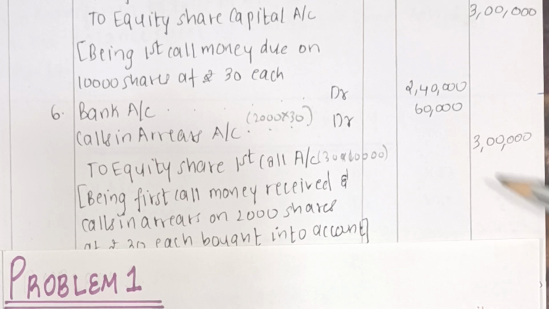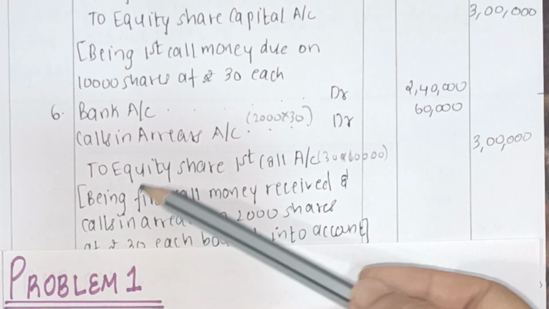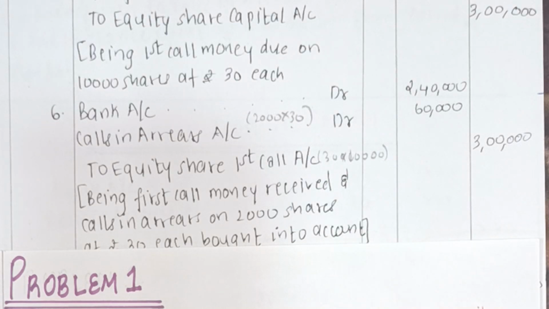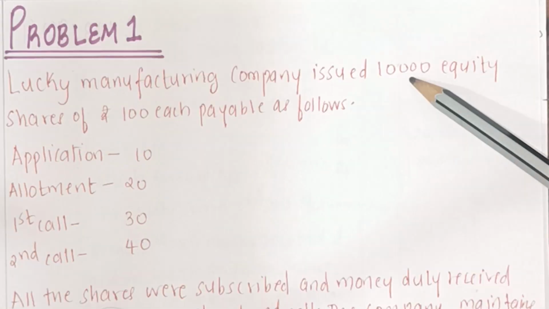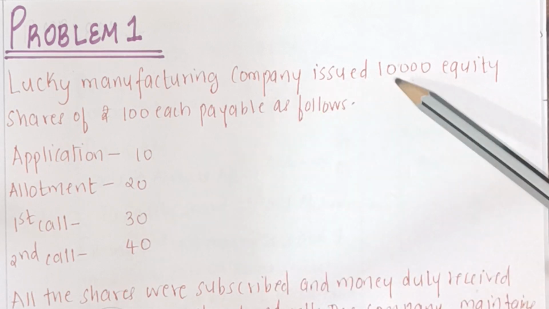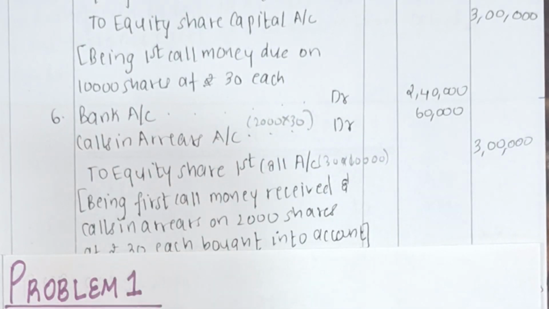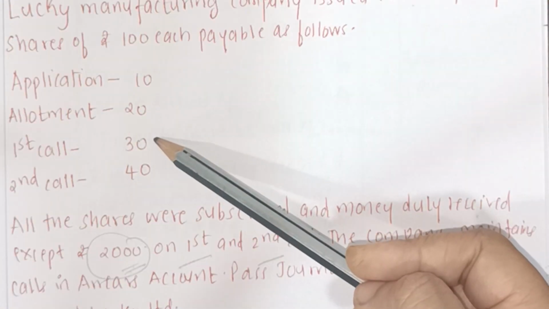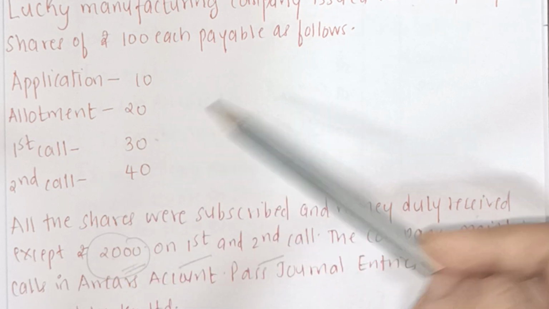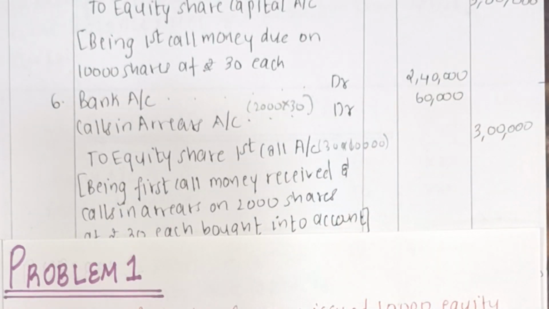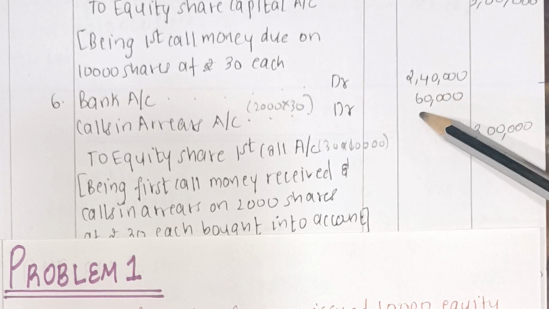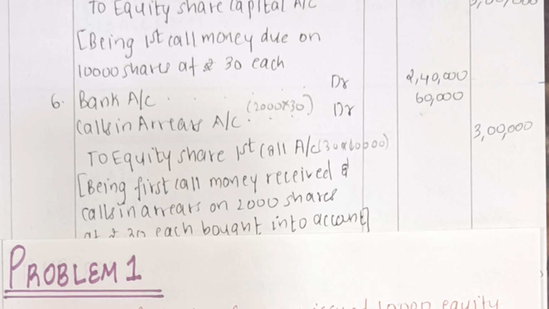So let's see how we got this amount. First of all, to equity share first call account, we have to see that the rate of call is 30. The total number of shares is 10,000. 30 into 10,000 will give you 3 lakhs. Then you come to calls in arrears. Here we know that the calls in arrears is 2,000 shares. The rate of first call is 30. So 2,000 into 30 will give you 60,000. So here it is 3 lakhs, here it is 60,000. So 3 lakhs minus 60,000 will be 2,40,000. So in our bank we have received only 2,40,000.